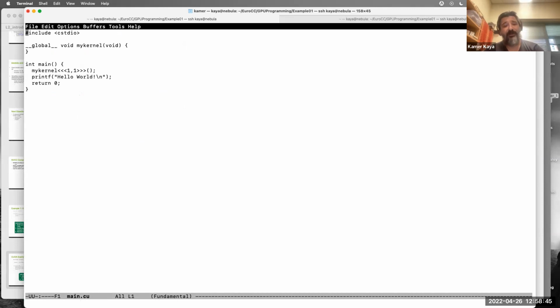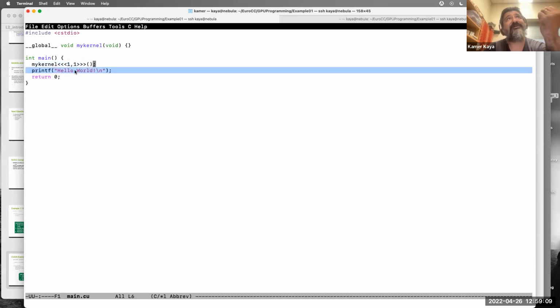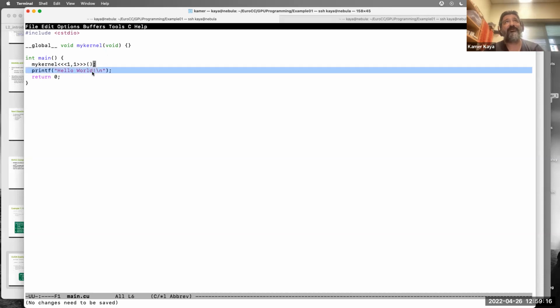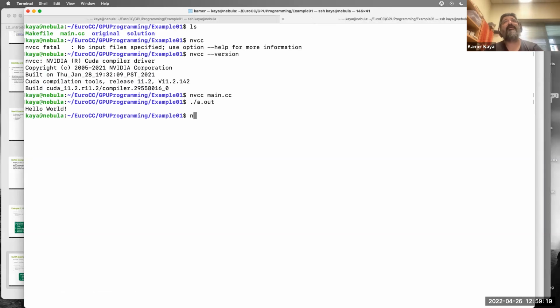So as you see, I have a kernel here, which does nothing. That's a dummy kernel, very, very dummy kernel. I just write its name here, and then I put these 3 things here. That's the syntax that we saw, number of blocks and number of threads. And after that, it says printf. Well, it says nothing, in fact, from the GPU; it says this from the CPU. Okay, so let me compile it.